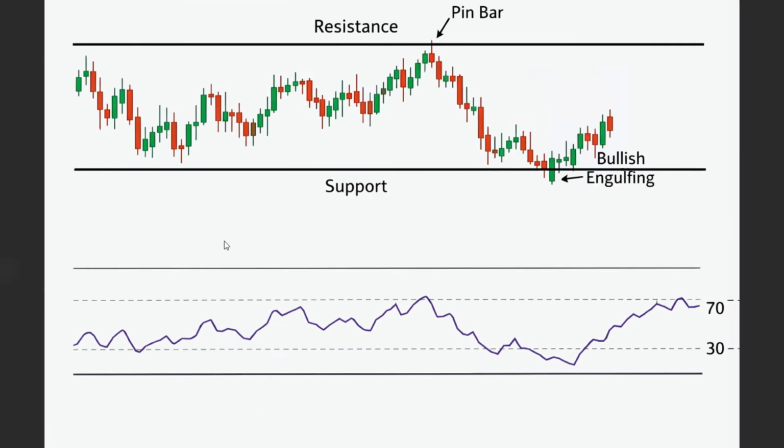Let's see an example. On this chart, the price is moving sideways between a support level and a resistance level. When the price reaches the resistance and RSI is close to 70, you notice a small pin bar forming at the top. This is a signal to enter a sell trade, expecting the price to move back down inside the range. Later, the price drops near the support level and RSI is near 30. You see a small engulfing candle forming at support. This is a signal to enter a buy trade, expecting the price to move back up inside the range.